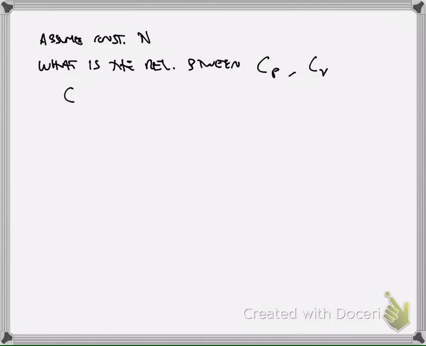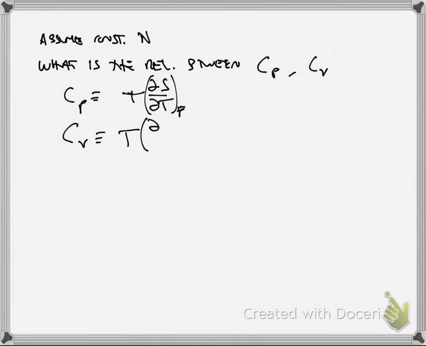And recall, Cp is defined as T partial S partial T at constant pressure. Right? That's our definition of the heat capacity at constant pressure. Cv is defined as T partial S partial T at constant volume. So knowing that, it makes a lot of sense to do the following.